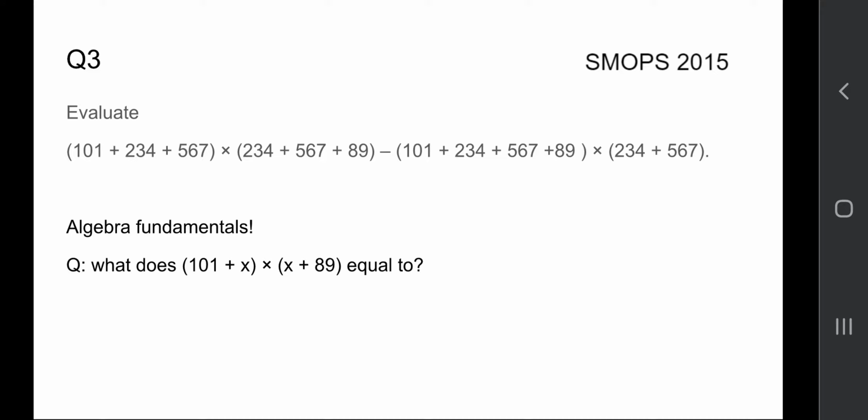So, just take a smaller section of this entire puzzle, try to figure out what does 101 plus x in brackets multiplied against x plus 89 in brackets equal to. Okay, really think about this. Have you seen this before? And yes, we have seen this before. This is the arrow method. We have seen this quite a few times in algebra.